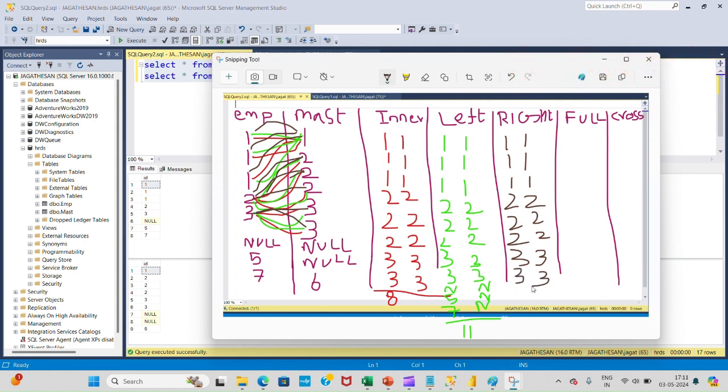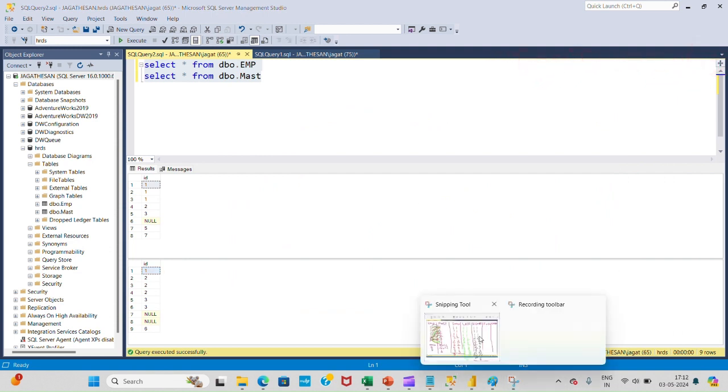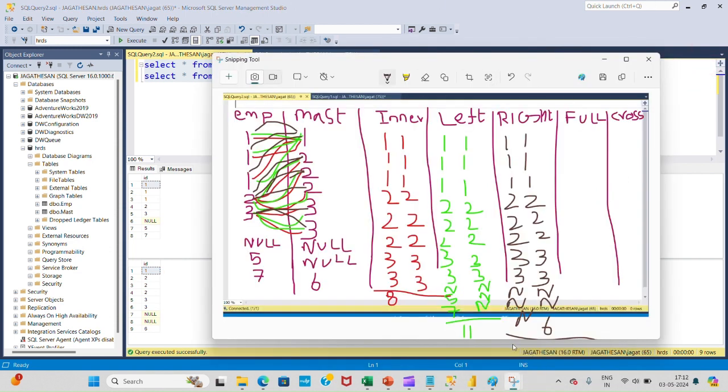Null we cannot define, so it will show null, an undefined and unknown value, again null. For 6, there is no match in the EMP table, so null. So all the records from the right-hand table are there, and only the matching records from the left-hand side table will show. So what is the total count? 1, 2, 3, 4, 5, 6, 7, 8, 9, 10, 11. So this is 11.